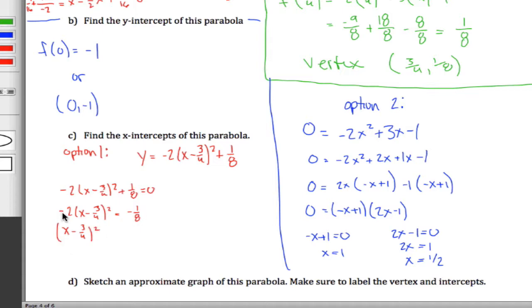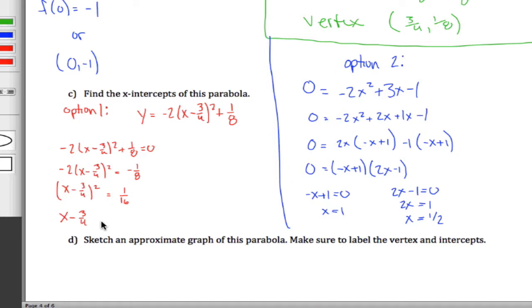Negative 1/8 divided by negative 2. Negative over negative is a positive. It's positive 1/16. If you have trouble seeing why 1/8 divided by 2 is 1/16, instead of dividing by 2, you can think about it as multiplying by 1/2. 1/8 times 1/2 is 1/16.